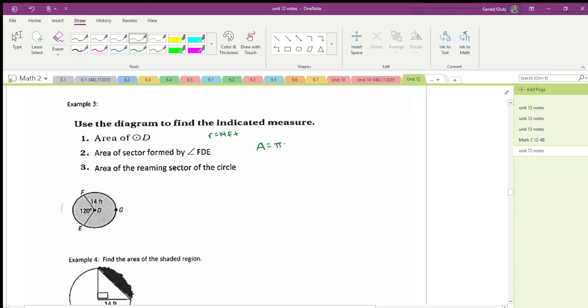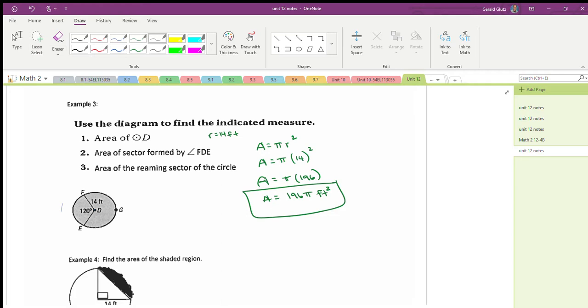So pi r squared. If r is 14, I'm going to have pi times 14 squared. 14 squared is going to be 196. So the area of the entire thing is 196 pi square feet. And then in gray, I'll do the area of this sector right here. Well, actually, let's use red.